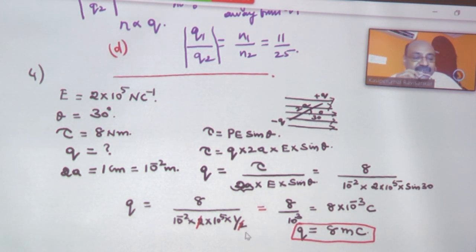So what is the option? The option is B. B is the answer. The option B is the answer. Any difficulty?